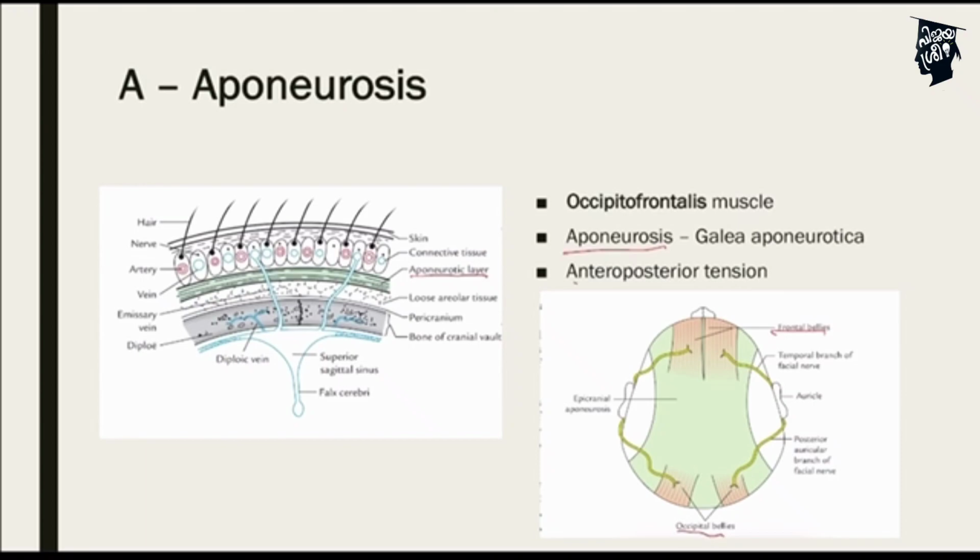So the importance of this tension is that whenever there is a wound in the anteroposterior direction, it does not gape, that is, it does not form a gap. Whereas if there is a transverse wound in this region, it gapes. There is a formation of a gap, which is due to the anteroposterior tension in this region. So that is the importance of the aponeurotic layer.